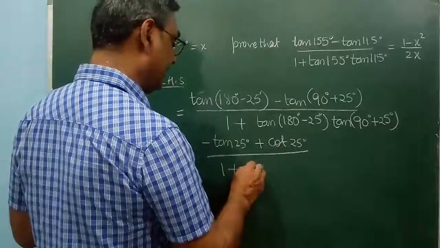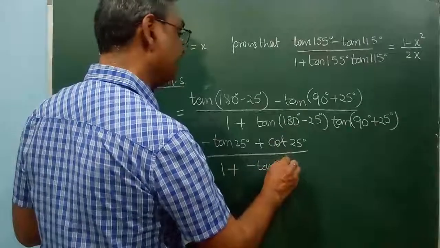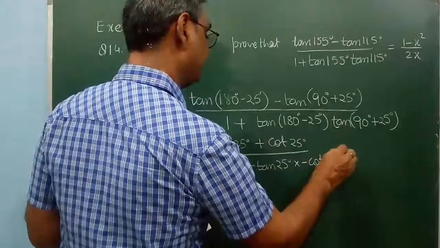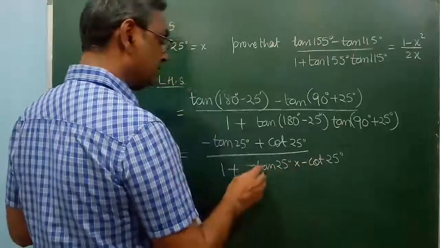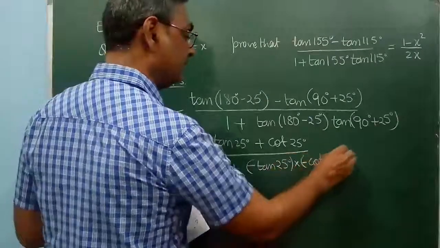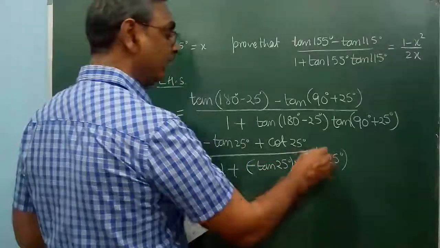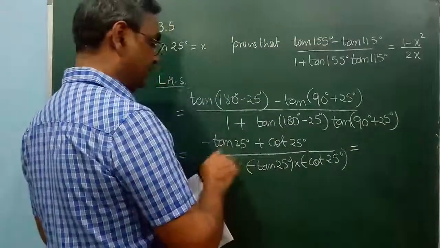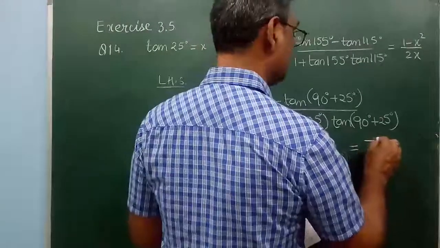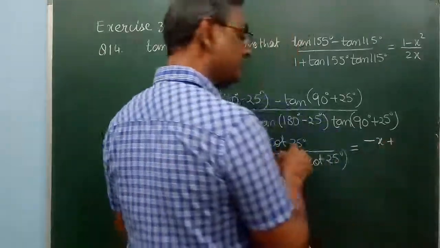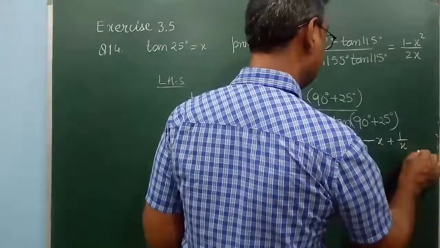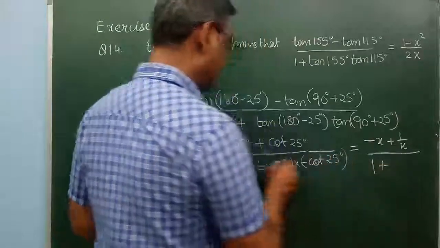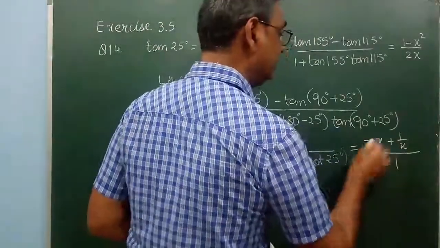Here it will be minus tan 25 degree into minus cot 25 degree. Here this minus and minus will become plus, and tan 25 and cot 25 will be getting cancelled. Tan x plus cot x is 1 upon tan x, so we can write here 1 upon x upon this is 1, minus and minus will be plus, tan 25 cot 25 will be getting cancelled, it will be 1.